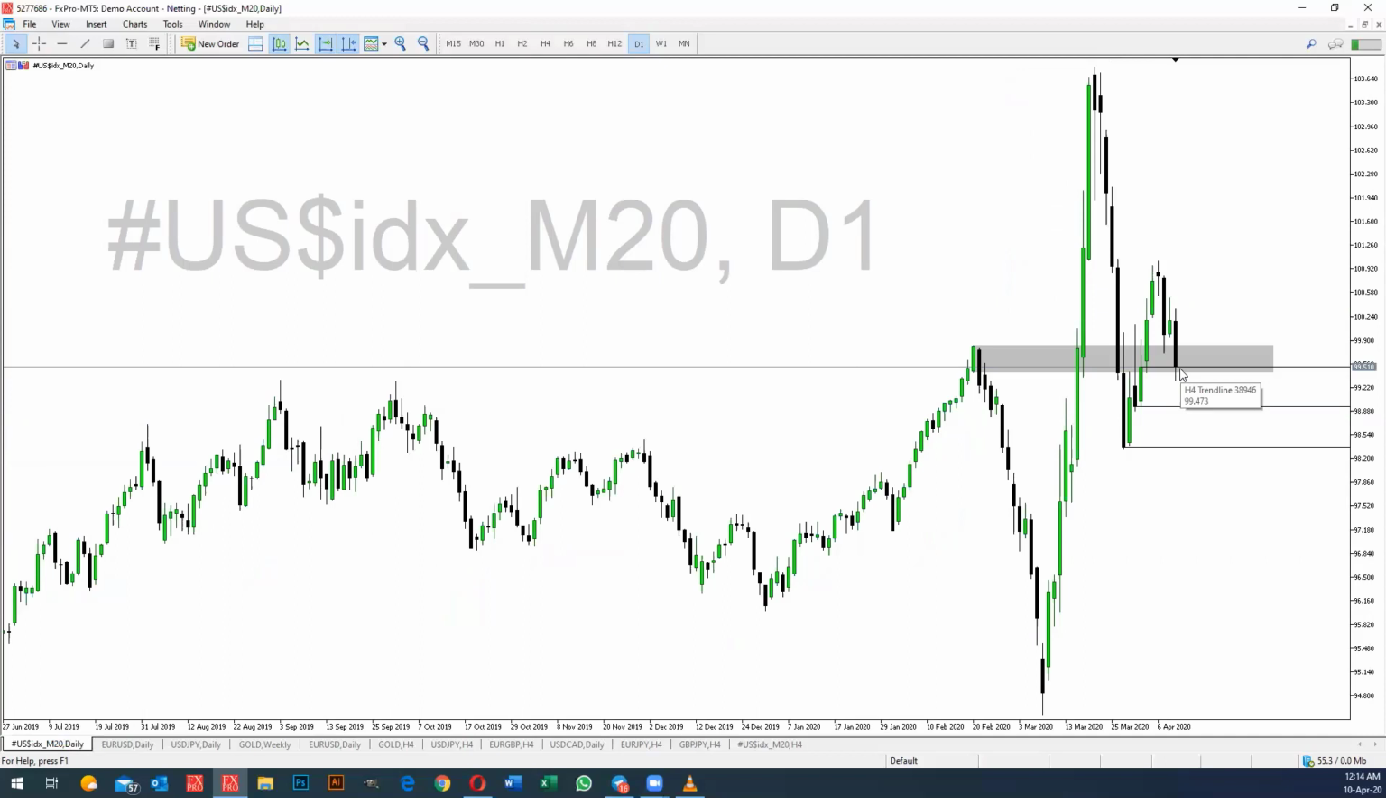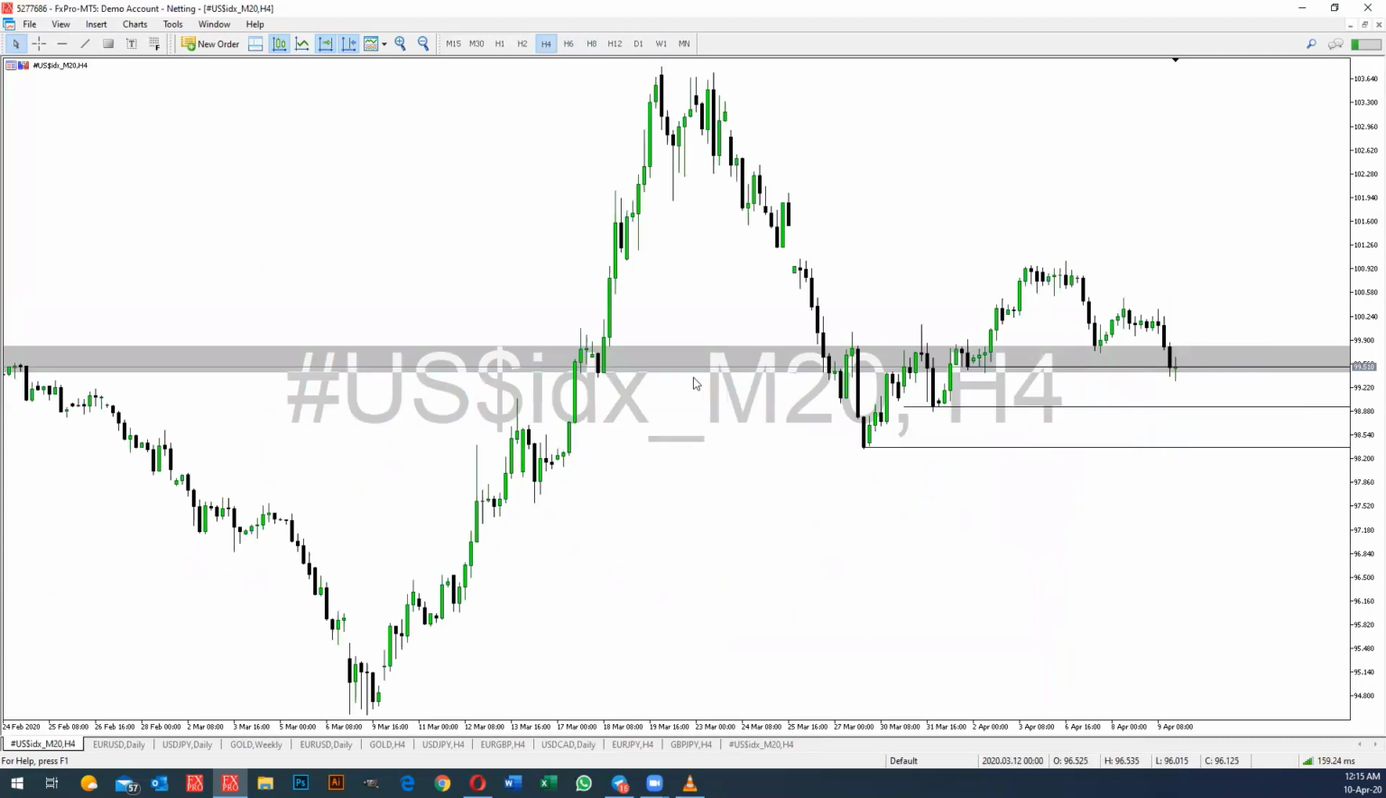So expect further weakness on the dollar index. Yes, there's going to be a fight here. The bulls that are here, they won't give up easily. The bulls that are in this range here, this pivot line, you see the gray shaded area, those bulls won't give up easily. So expect a bit of a tussle there.